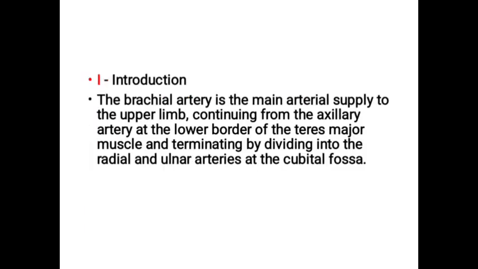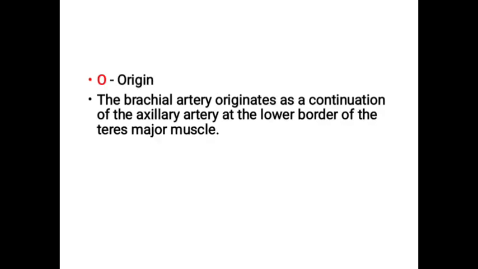So as a way of introduction, the brachial artery is the main artery supplying the upper limb, continuing from the axillary artery at the lower border of the teres major and terminating by dividing into radial and ulnar arteries at the cubital fossa. Now, the origin: the brachial artery originates as a continuation of the axillary artery at the lower border of the teres major.